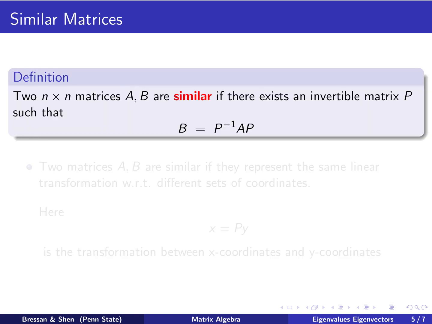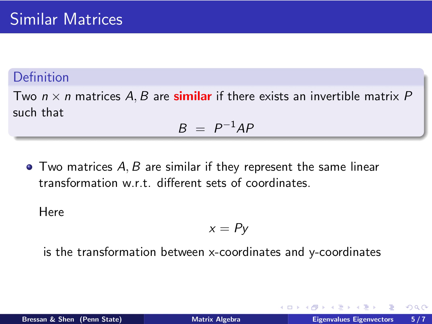So this leads to the introduction of a concept we call similar matrices. So here's the definition. If you have two m by m matrices, let's call them A and B, we say that they are similar if there exists an invertible matrix P such that this relation holds. So B would equal P inverse times A times P.